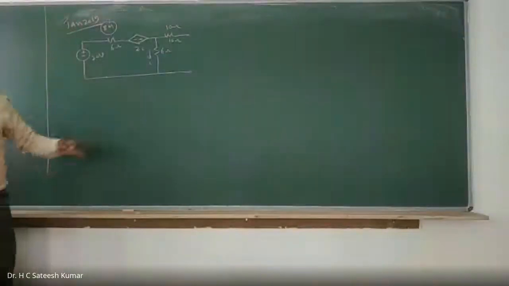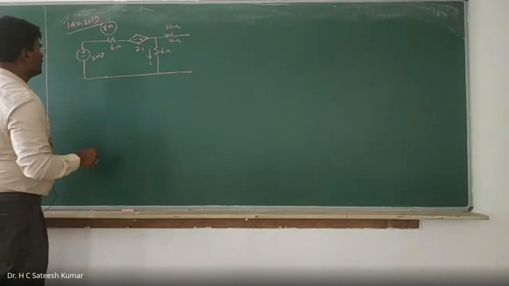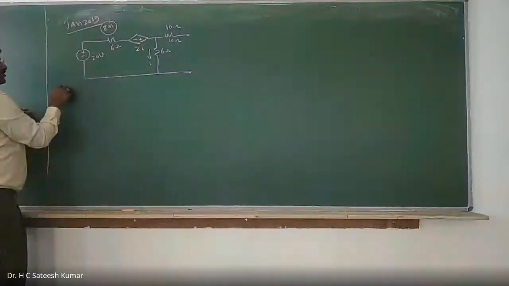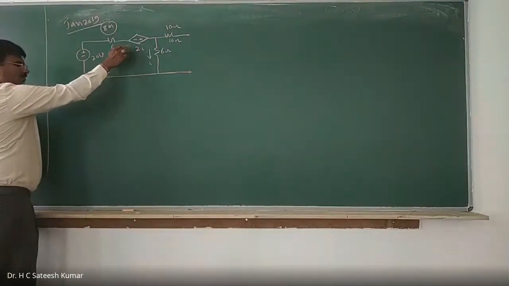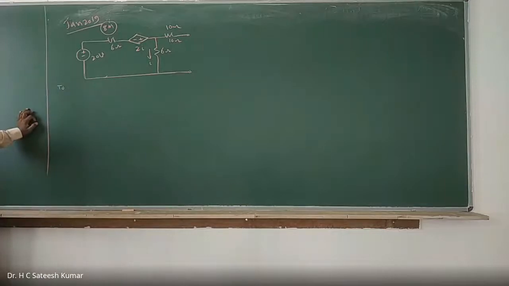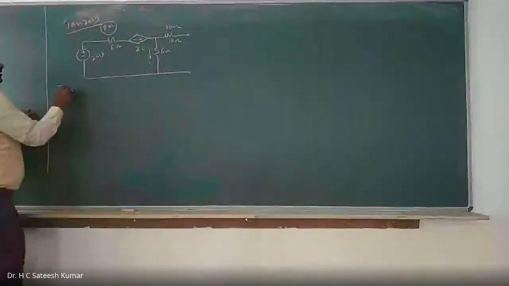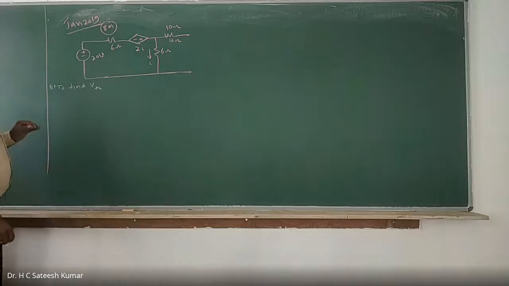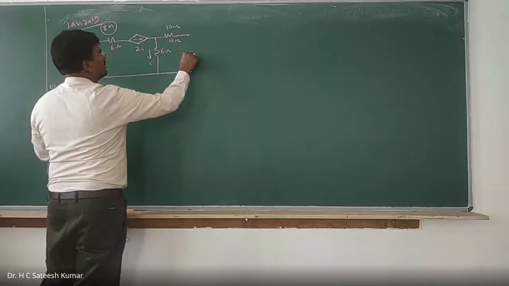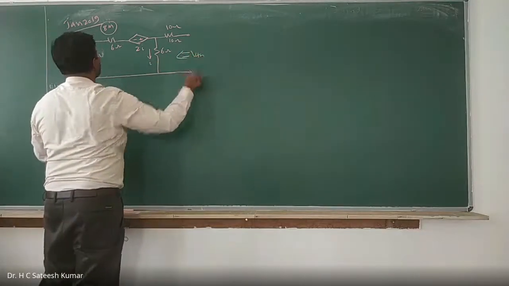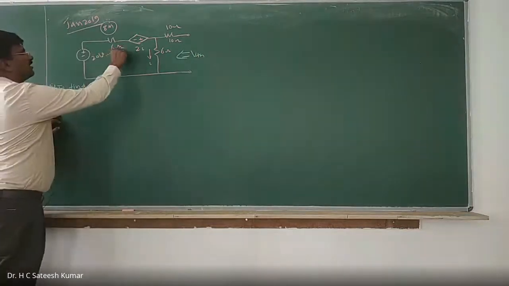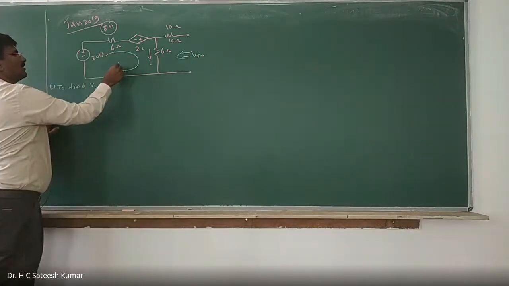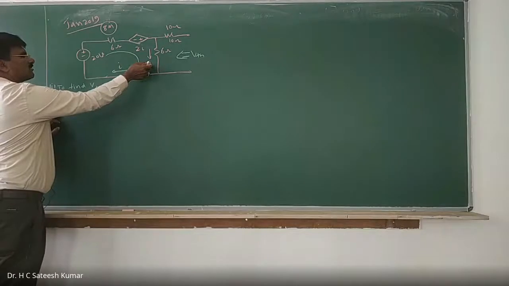How to do? Very simple one. First is to find VTH. Once a dependent source is there, we'll have to find out VTH, I Norton, ZTH. All the three are required. First step is to find VTH. How will you do that? Apply KVL. The current you call it as I because only one current is there. Anyhow, this current is also the same I only.